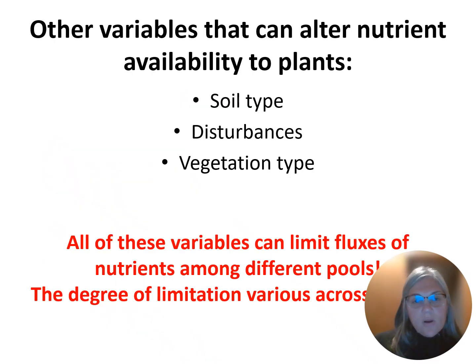Okay, so there are other variables that can alter nutrient availability to plants. These are things like soil type, different disturbances, and different vegetation types. All these variables can limit the fluxes of nutrients among different pools, and they can alter or influence the degree of limitation across different ecosystems and biomes.